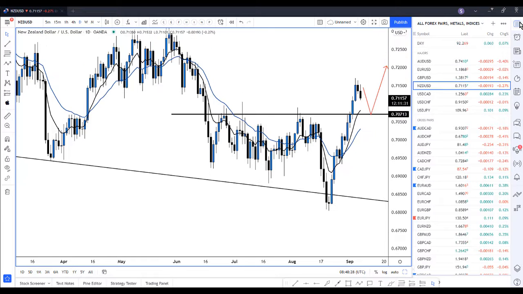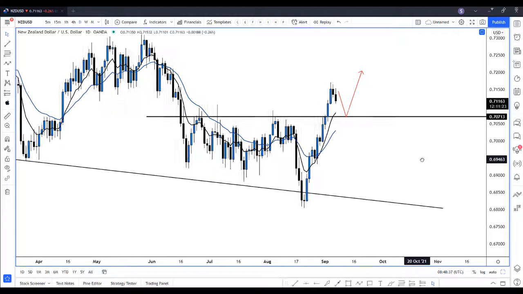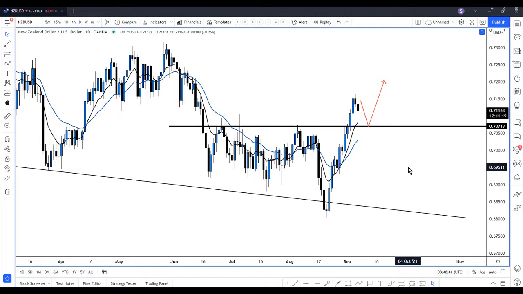The ideal place for me is around 70.71, which was a previous resistance level. I don't know whether that will happen though. Kiwi is a market that can really move very impulsively. What I would say is that we've had 1, 2, 3, 4 days of buying. We have our first day of selling, which was yesterday.